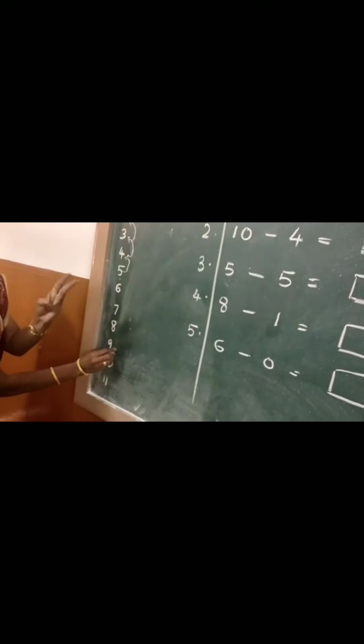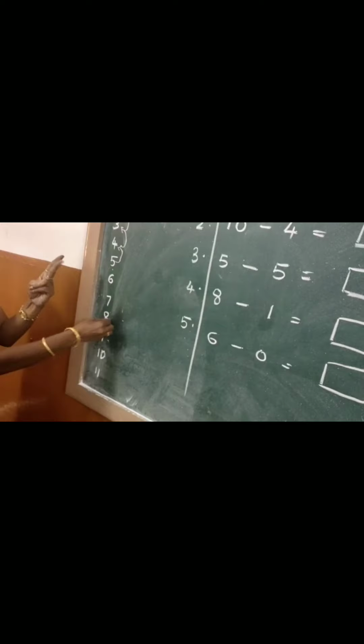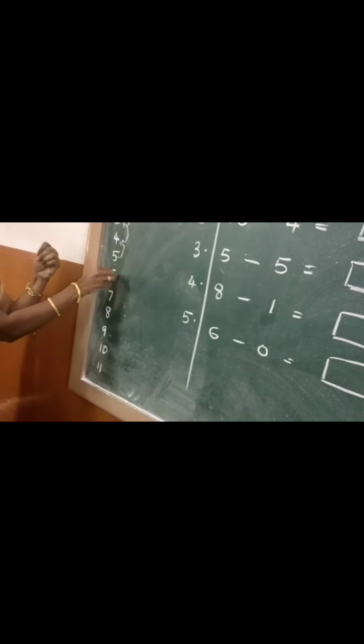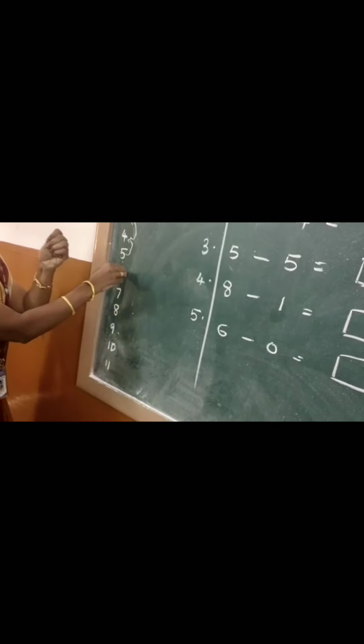So again, 10 in the mind, take 4 in fingers. See, where is 10? 10 before 9, 9 before 8, 8 before 7, 7 before 6. So no more fingers to fold. So 6 is your answer. So the difference is 6.